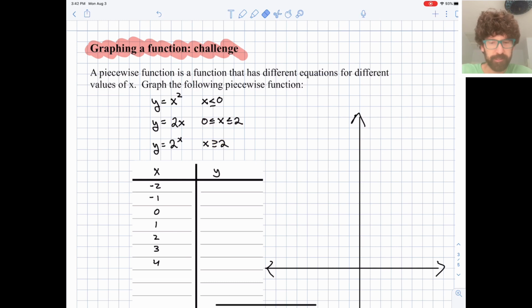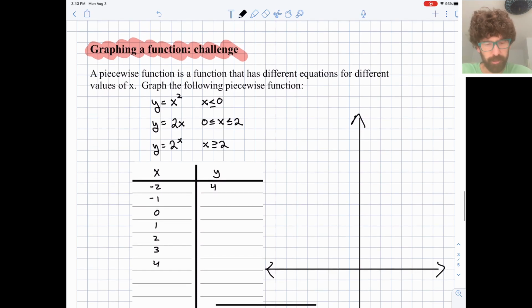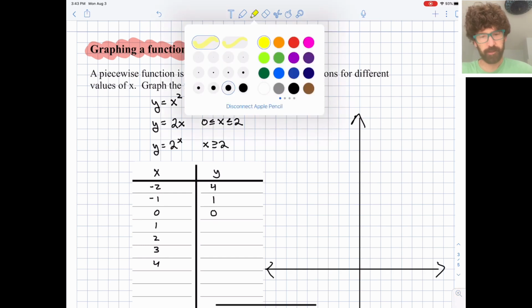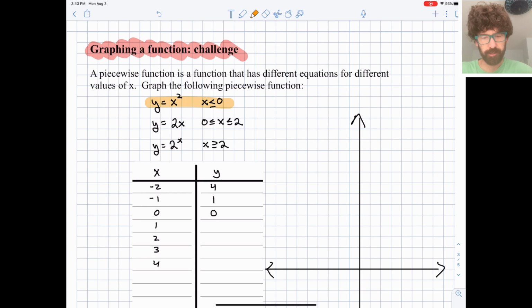So for x less than or equal to 0, let's plug in the x squared rule for y. And so this is going to be a 4. Negative 1 squared is 1, and 0 squared is 0. Okay, and what I want to try to show here is how I'm following the different equations. Now we need to find y equals 2x, and that's for x's between 0 and 2. So we plug in 0, y is 0, and here it's 2, and here it's 4. So for that rule, we got these points.